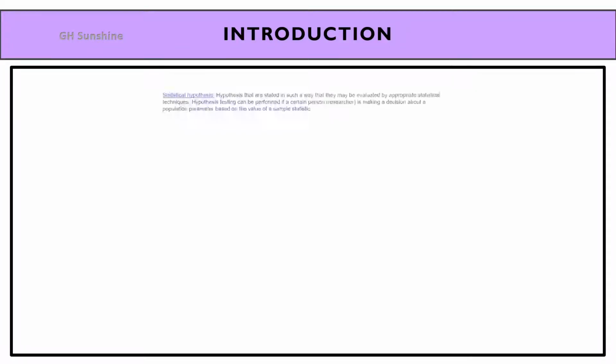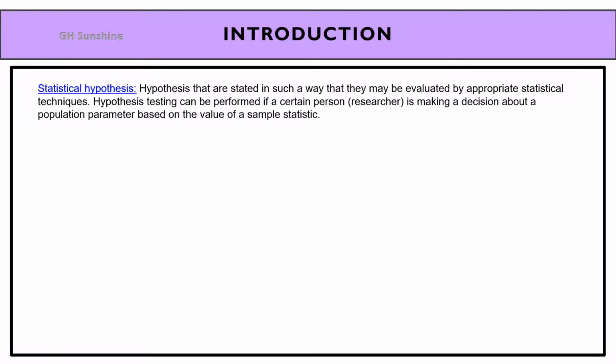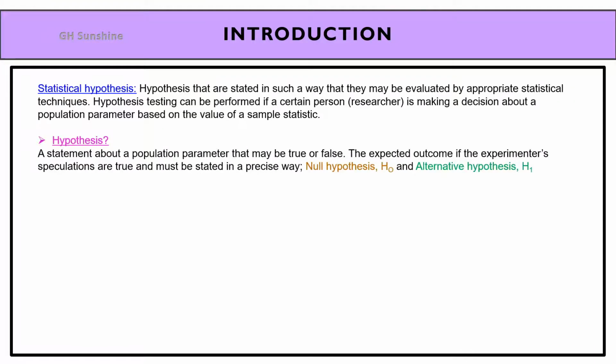Today we proceed to hypothesis testing, but focus on one population mean. First, let's look at the introduction. Statistical hypotheses are hypotheses stated in such a way that they may be evaluated by appropriate statistical techniques. Hypothesis testing can be performed if a person is making a decision about a population parameter based on the value of a sample statistic.